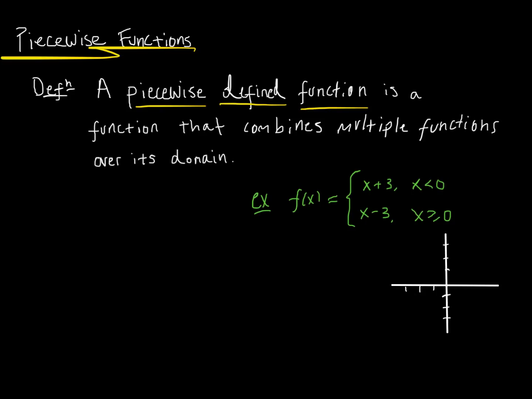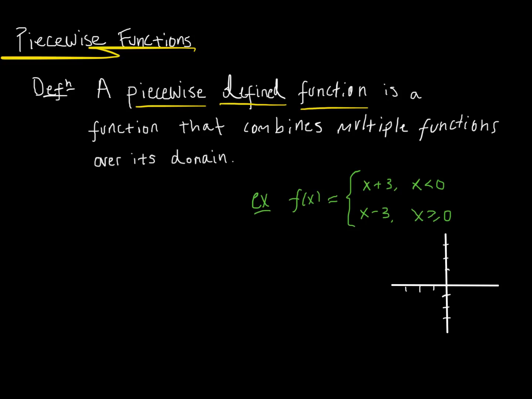So let's take a look at an example here and use this as a motivating example for us to identify points of discontinuity and where the function is continuous. So if I have this function f of x is equal to x plus 3 when x is less than 0, and it's equal to x minus 3 when x is greater than or equal to 0.